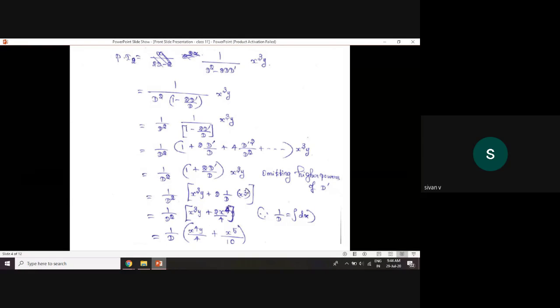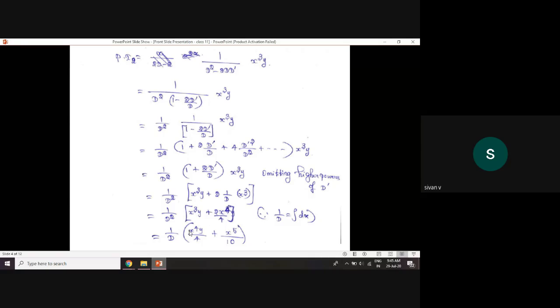So tell me the integration of x cube. Just tell me the integration of x cube. Anyone of you? X cube integration? X power 4 by 4. Very good. So x power 4 by 4. The 1 by D means integration, so 2 x power 4 by 4. So 2 and 4 can be cancelled. Now coming to the outside, there is 1 by D square. 1 by D square means integrating with respect to x how many times? 2 times. Very good.